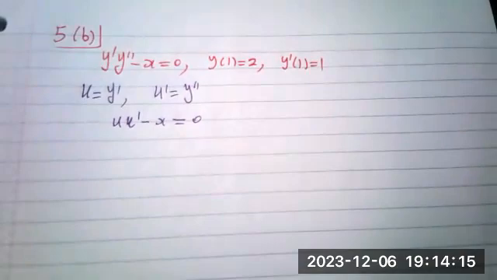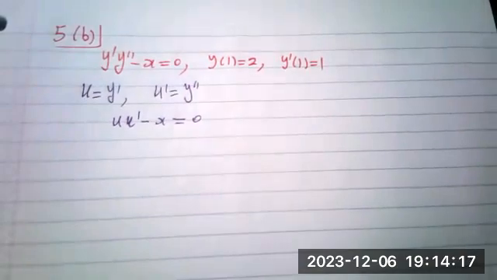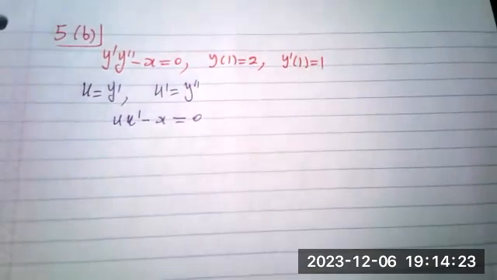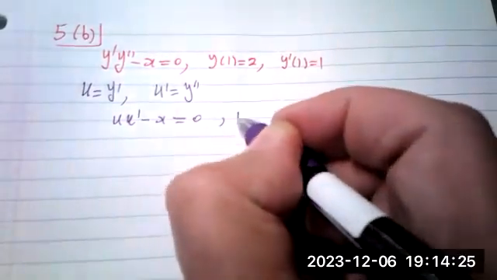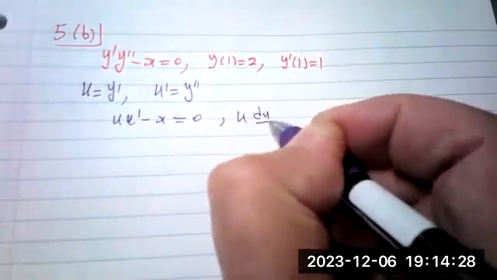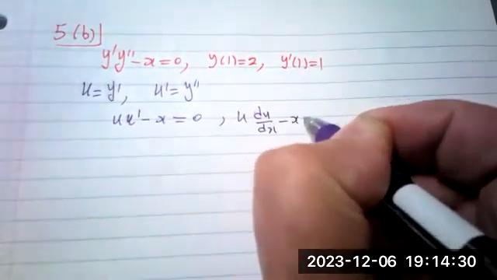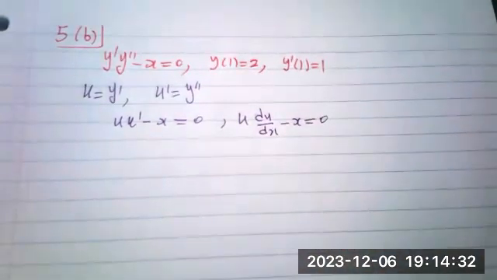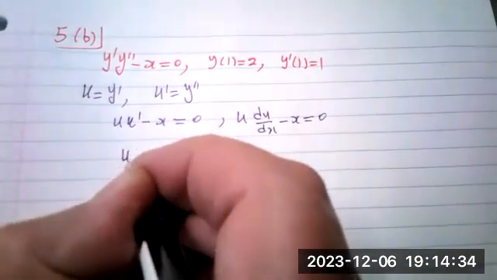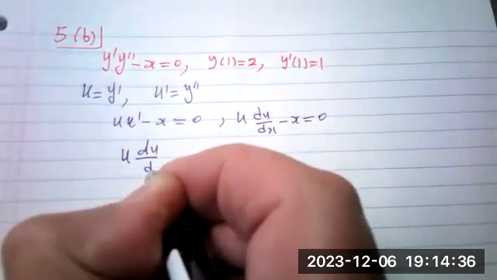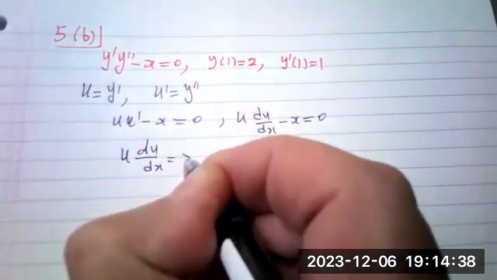See, then it's an easy equation to solve. You change the U prime into du/dx this time, and it would be a separable equation, we can take care of it. Okay, so it's going to be U du/dx minus X equal to 0. Move it to the other side to make it separable.